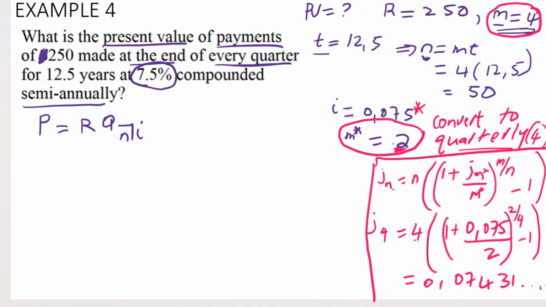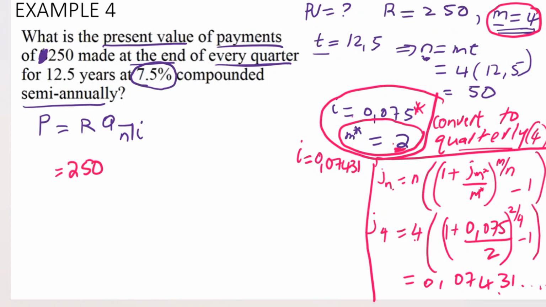Now this is the interest that you are going to be working with. You are no longer going to be working with the old one; you have already converted it. So your new interest rate is 0.07431. Once you've got that, you are ready to go to your formula. Your R is 250, and your n is 50.